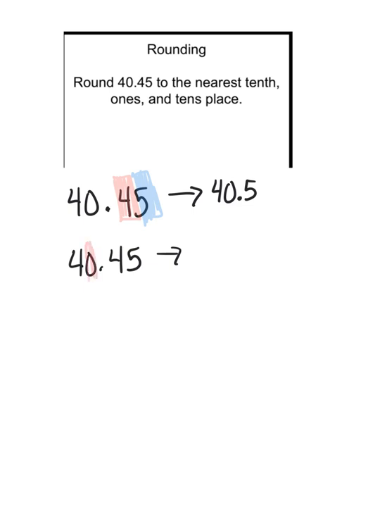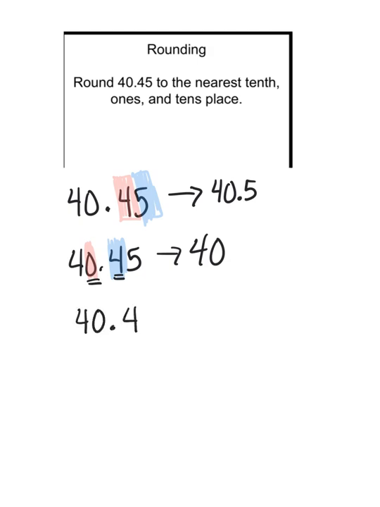So here's the digit in my ones place. My next door neighbor in the tenths place is going to help me round. 5 or more, go up a floor. 4 or less, let it rest. So I need to let 40 rest where it is.